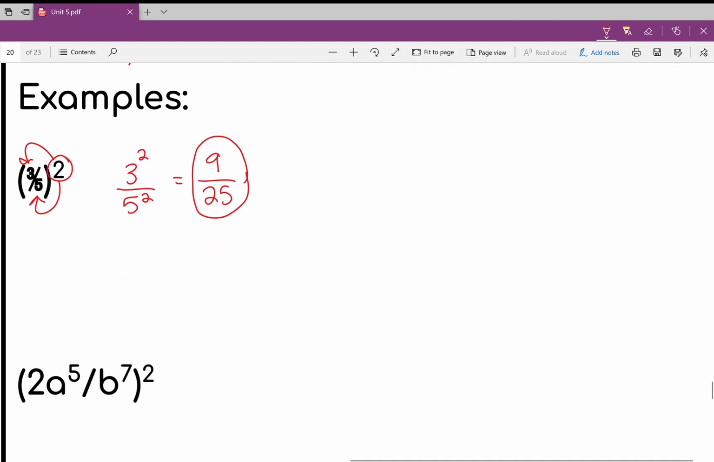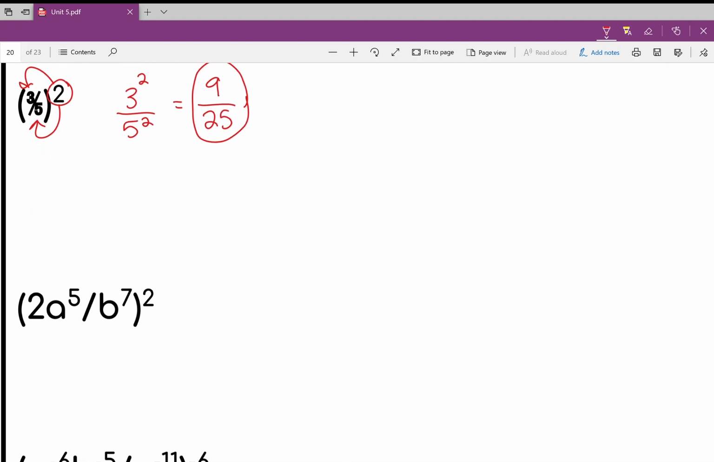Okay, let's look at example 2. Before we start example 2, I want you to change this A to a B. So this A is now a B before we begin. So this reads 2B to the 5th power over B to the 7th power, all raised to the 2nd power. So remember, when we have a power on the outside, right here, we're going to give it to everything on the inside. So I'm going to give it to the 2, to the B on top, and to the B on the bottom. So I'm giving it to everything inside the parentheses.